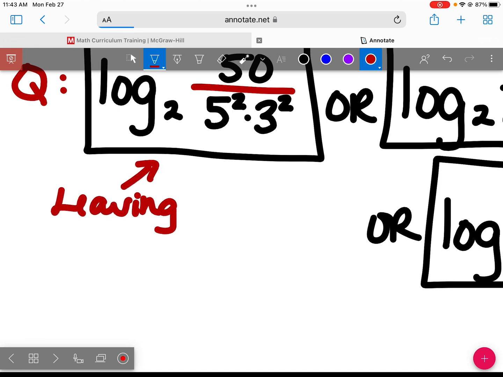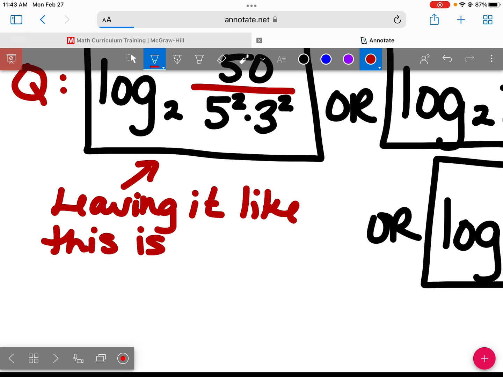Let me just write this down, then I'll answer your question. Leaving it like this is fine. The others are all variations of it. I would count them as correct. That's if you want to get fancy. You are not required to get fancy with this.